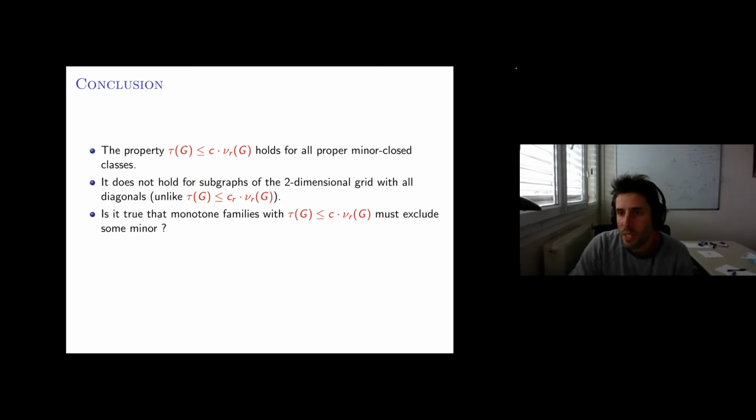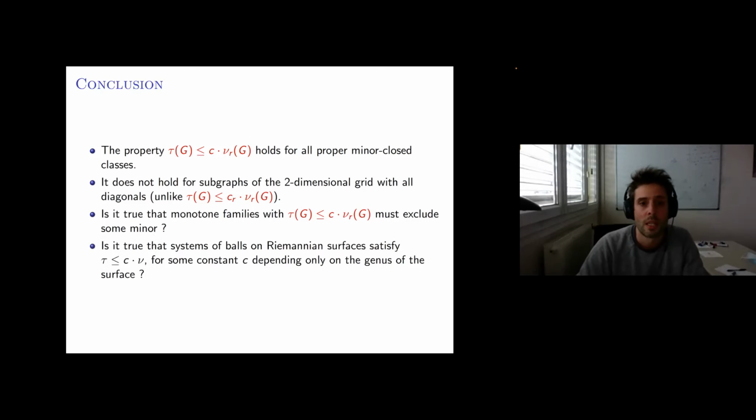So as I told at the beginning, this problem of packing and covering balls, you can define that in graphs, but you can actually define that in any metric space. So we saw an example in the Euclidean plane. And then the natural question is which nice metric spaces have this packing covering relation between tau and nu that would be linear. And we know that graphs and surfaces that exclude some minor have this relation, where the constant would only depend on the genus.